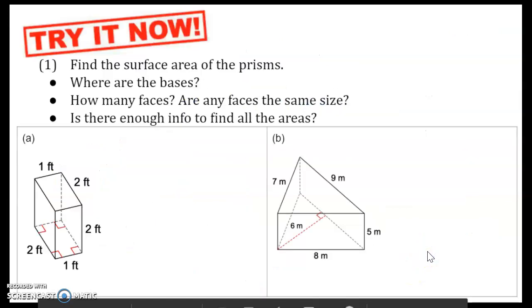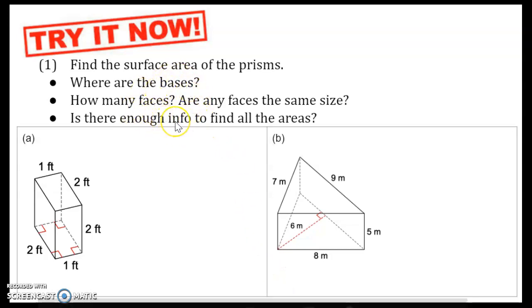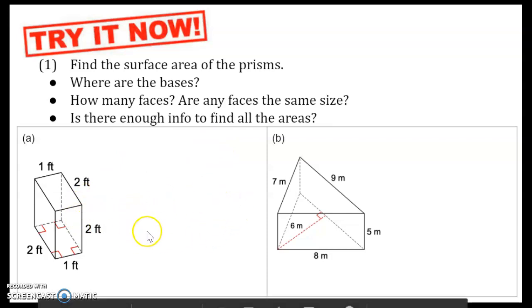Now it's your turn to try it. So here are the problems. Please consider these questions: Where are the bases? How many faces? Are any faces the same size? Is there enough info to find all the areas? Please pause the video and try this now.